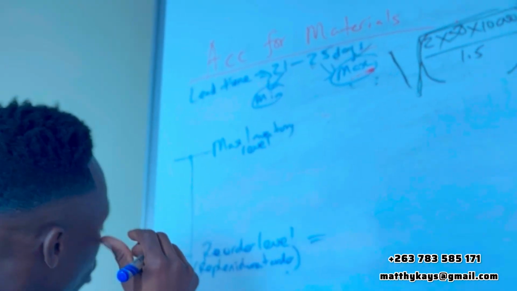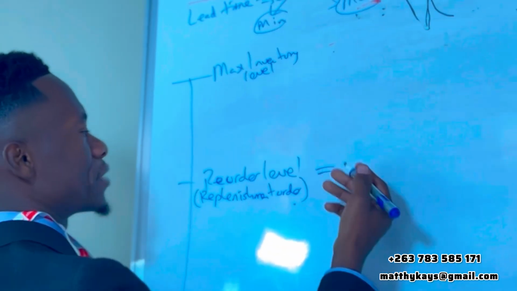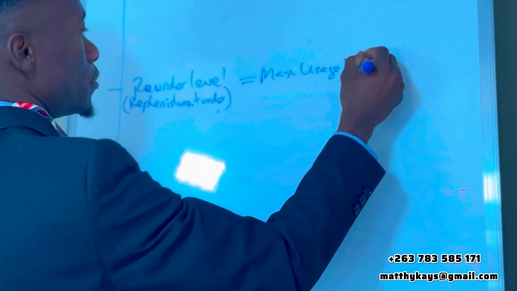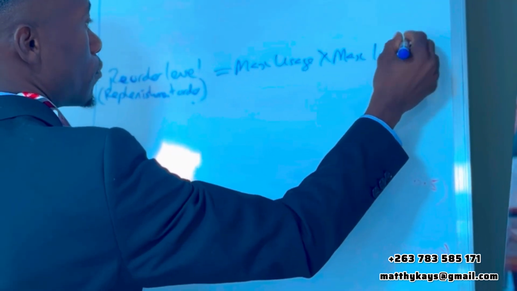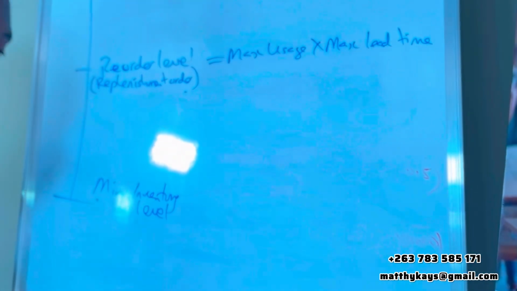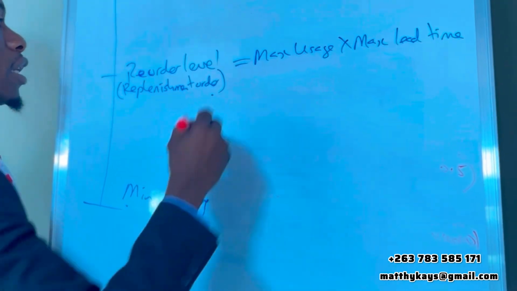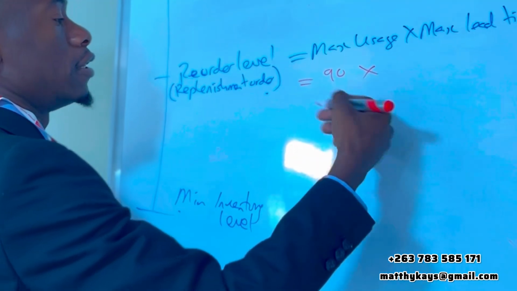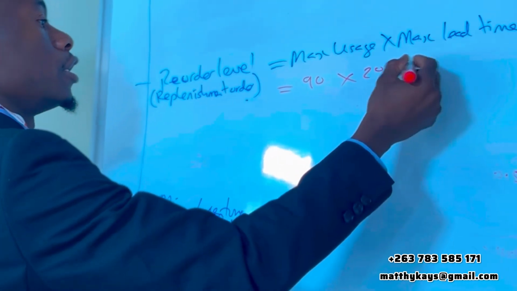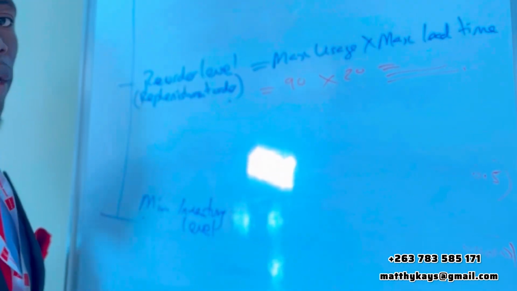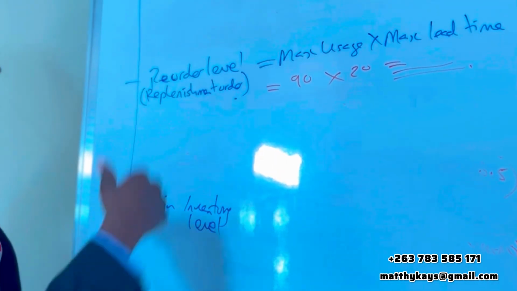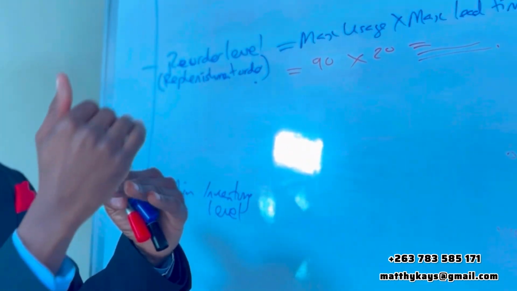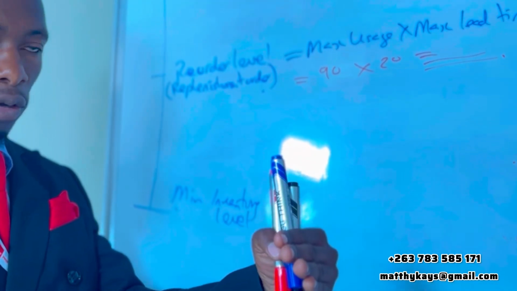Right. So now reorder level, we say maximum usage times maximum lead time. Are you seeing this? This is the formula. For example, let's say maybe they will tell you that per day they place 90, then the lead time maybe is 20. Then you multiply, you get the reorder level. The reorder level is the level which indicates that when your stock reduces to a certain level, you need to buy another stock, right?